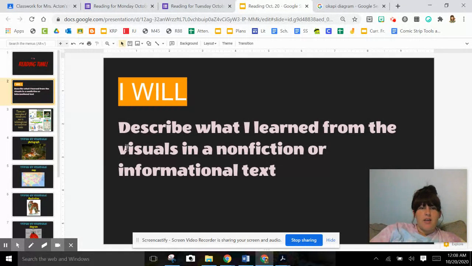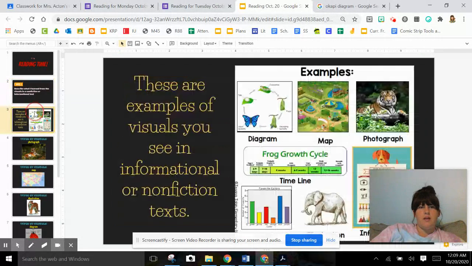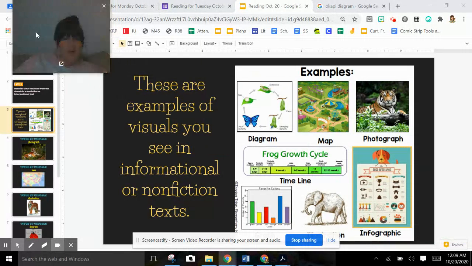When I say visuals, what I mean is the things that we see. So not the words, not the title, but the pictures, the photographs, the maps, the illustrations. I'm going to give you some examples of what I mean. These are examples of visuals that you might see in a text.